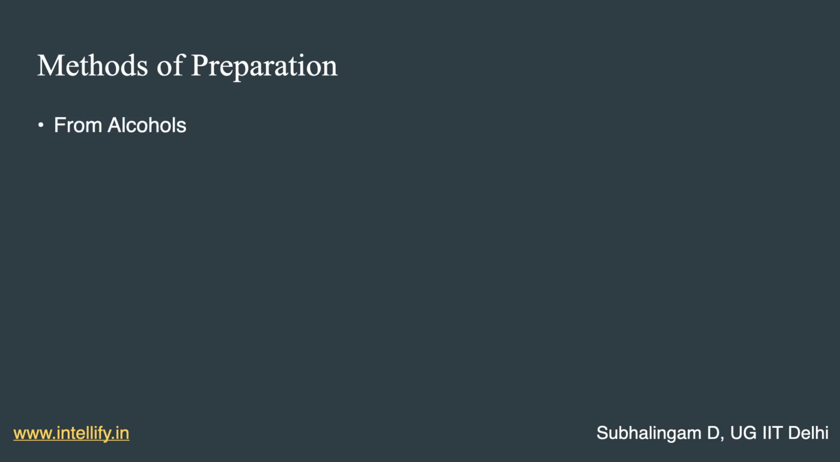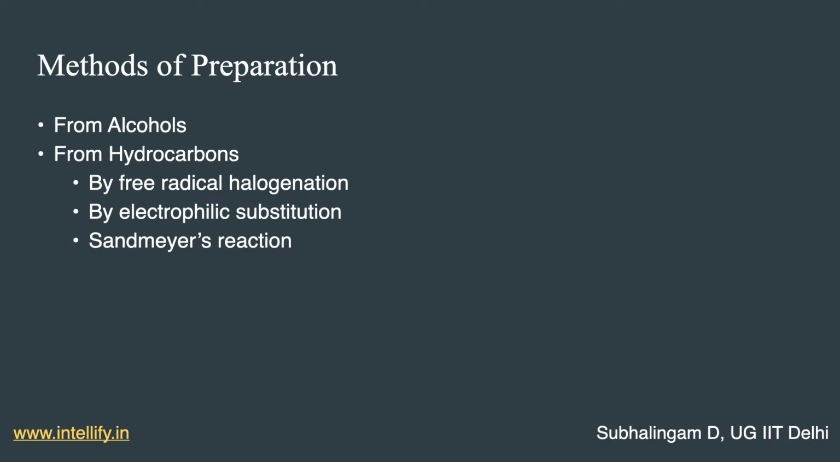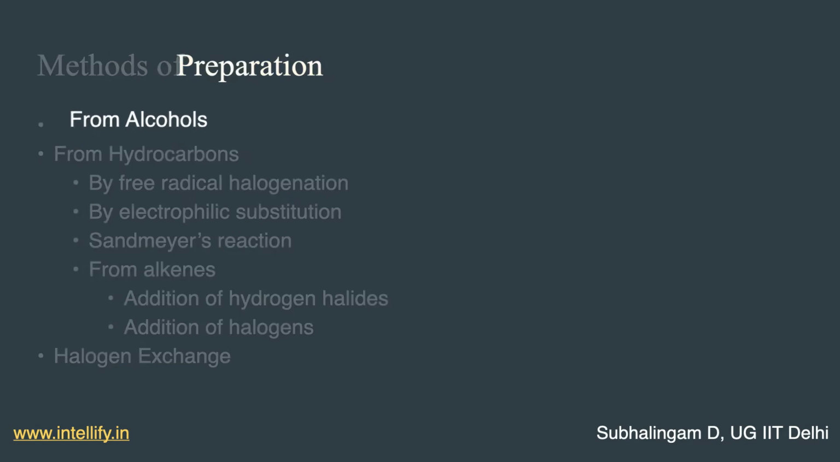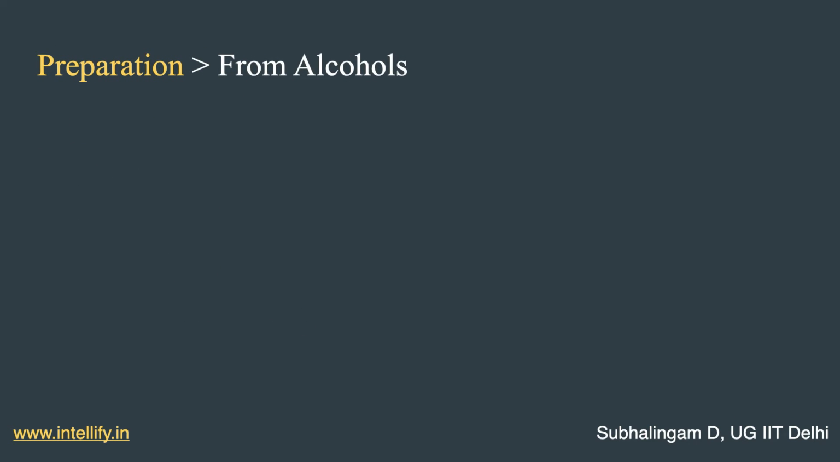So the first source we have is alcohols. Then we will take hydrocarbons and prepare these compounds by various reactions. Then we will see a special technique called halogen exchange to prepare fluorides and iodides specifically. So let's get started. Let's prepare them using alcohols.